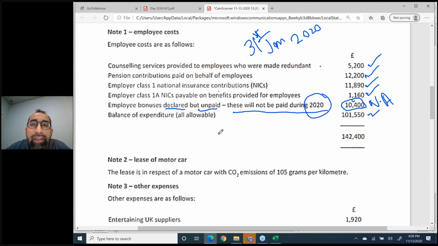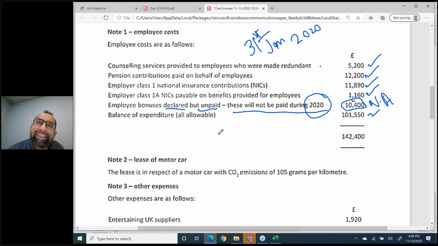If the CO2 emission rate of that car is greater than 110, that means that car is creating pollution and damaging the environment, so there is a punishment. What does the law say? The punishment is that 15% of the lease rental is not allowed. If CO2 is greater than 110, then 15% of the lease rental is not allowed, and you need to add back 15%.